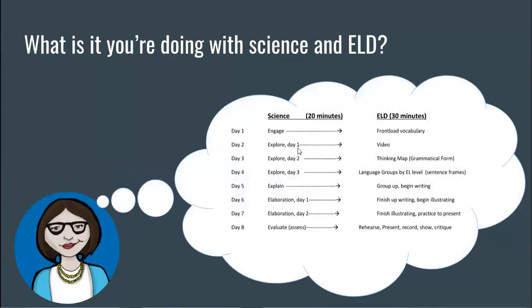So they'll do an activity during science class, and then she'll show them a video that clarifies some of the language, and they talk about it using a grammatical form. On day 2, they explore and they do a thinking map, more work with the grammatical form. And day 3, the same thing. They explore some more, and then they work in language groups. Then they begin to write.